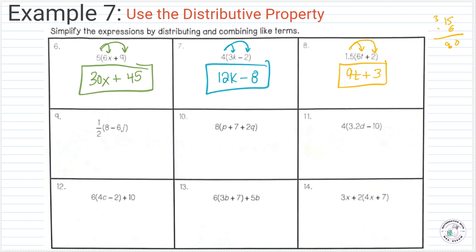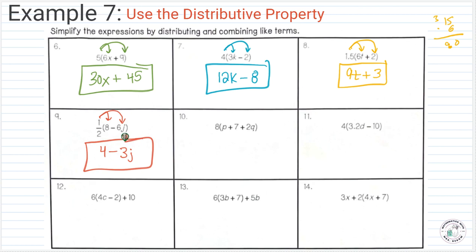So in this case, 1/2 of 8, the same idea, the thinking that we can use is that it's just 8 divided by 2. So this is going to be 4. Bring down your subtraction sign. 1/2 of 6j, or 6 divided by 2, is going to be 3j. So you're going to have 4 minus 3j. And then that's it for that answer.